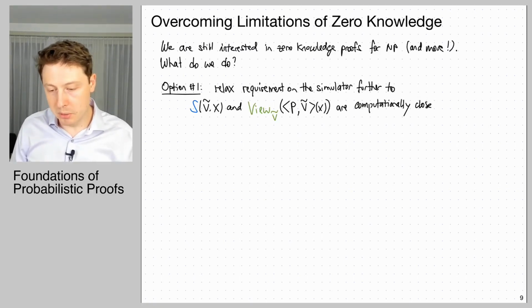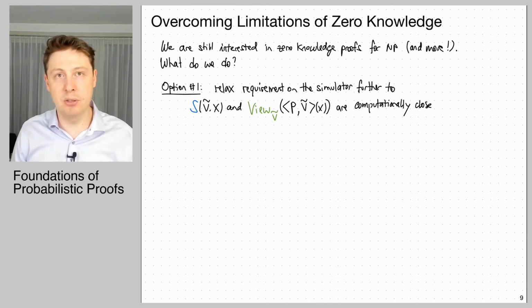One option is to relax the requirement on the simulator even further and say that, look, I actually don't care anymore that these two distributions are close. I just want it to be the case that they are hard to distinguish. There's something known as computational indistinguishability.